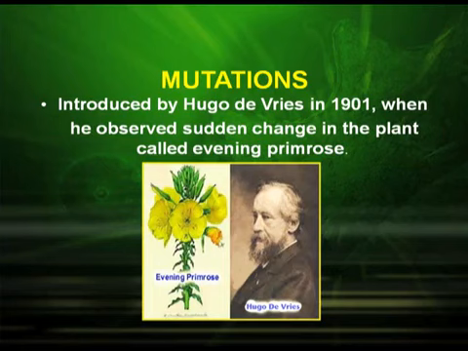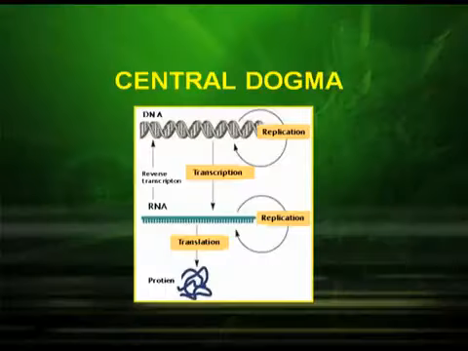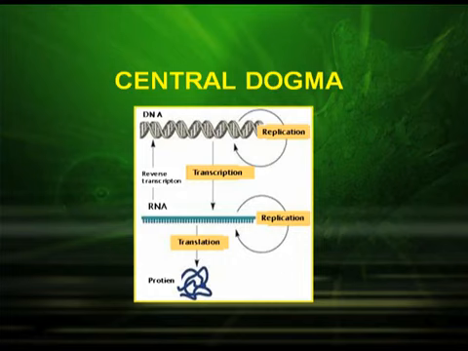The term mutation was introduced by Hugo de Vries in 1901 when he observed a sudden change in the plant called primrose. To understand mutation, let us go back to the central dogma, which states that DNA forms RNA by transcription and the RNA forms protein by translation. How could we relate that?